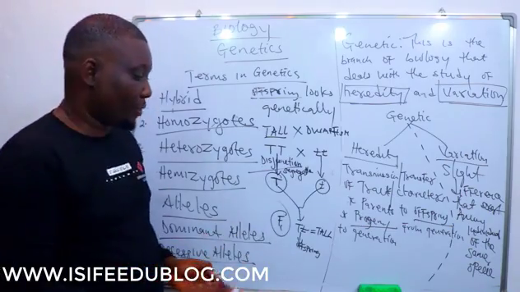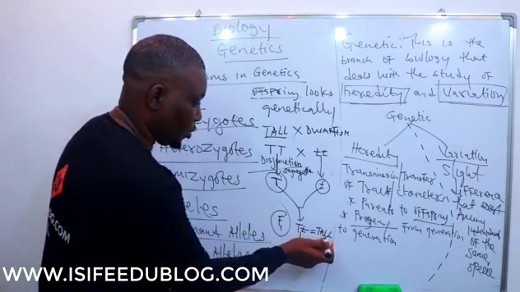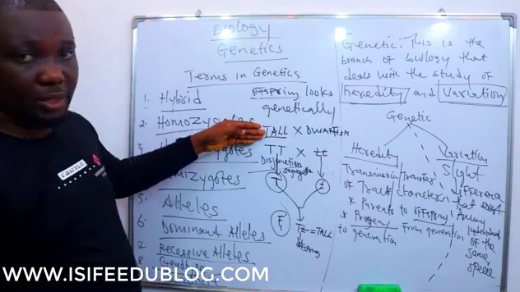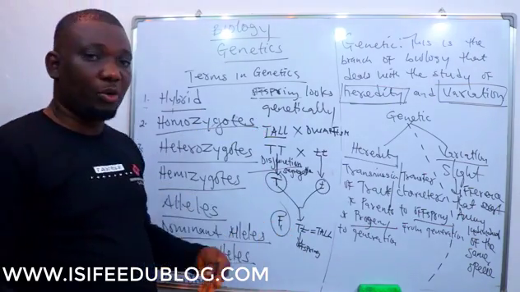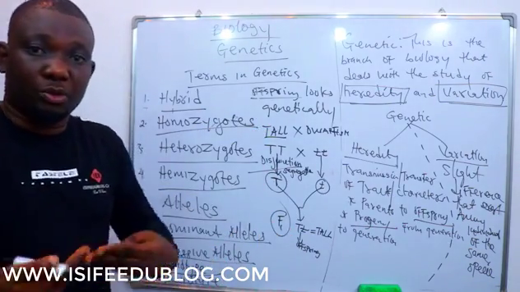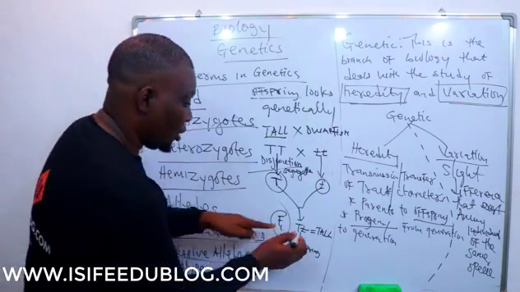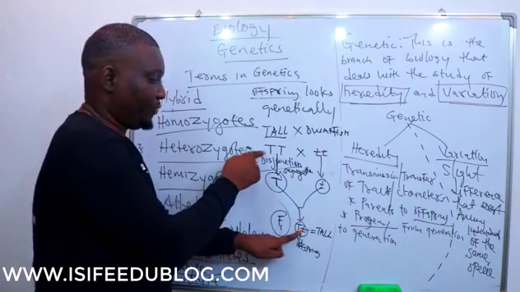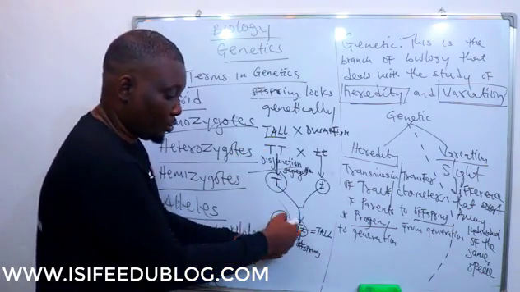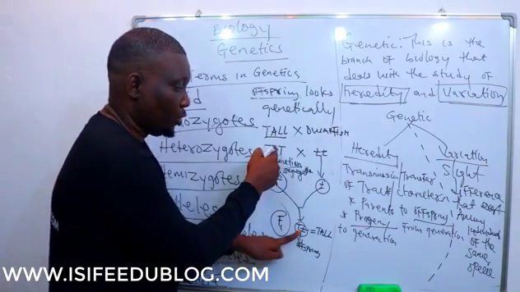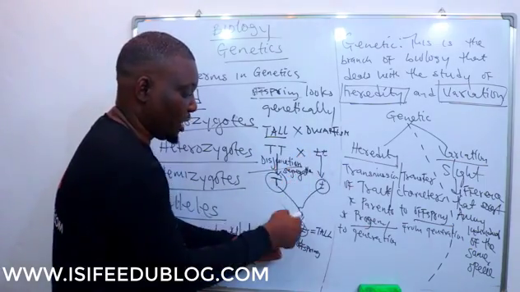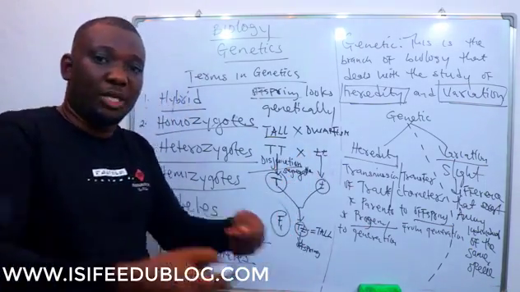But something happened here. In as much as this is tall, just like one of the parents, in terms of genotypical ratio, the genetic makeup of this tall is quite different from this tall, and also quite different from this as well. So the both parents were not able to produce an offspring that has the same genotype as theirs.